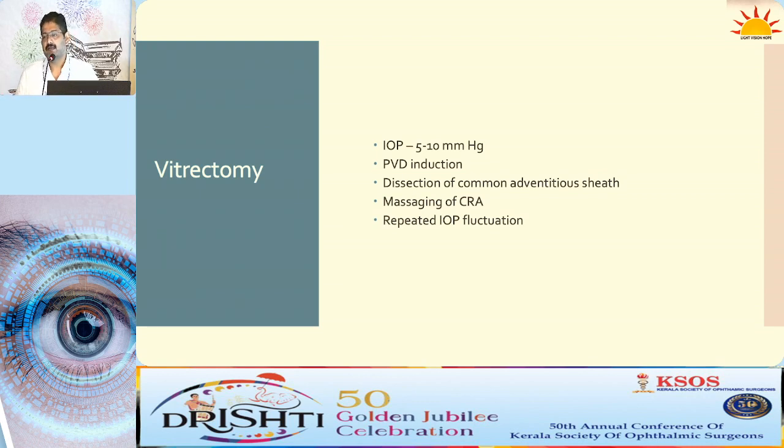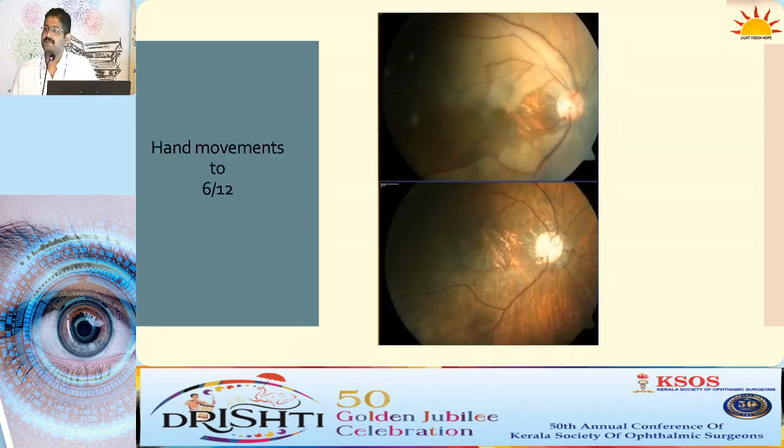PVD induction: many times you might see the PVD is already induced. The logic here is that the vitreous is very attached to the blood vessels, so when you lift it slowly, it's kind of milking the vessels. Then you dissect the common adventitial sheath, massage the central retinal artery, and do repeated IOP fluctuation. We can reduce this fluctuation of the IOP with fluid as well as with air, but because of surface tension, air has a much better tamponade effect. That is the reason the fluid air exchange was done, and then the IOP fluctuation. So this is the final outcome.